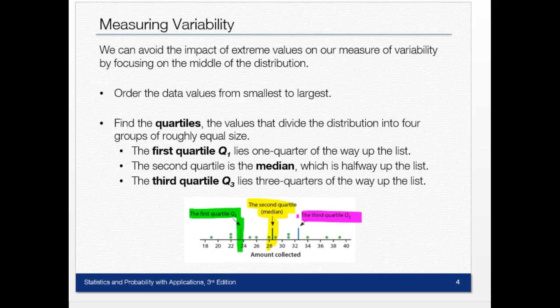Okay? So another way you can think about it is the first quartile lies 1/4 of the way up the list. The second quartile is the median, which is halfway. The third quartile is 3/4 of the way up the list. So 25% and 75%. And median, of course, is 50%. All right?